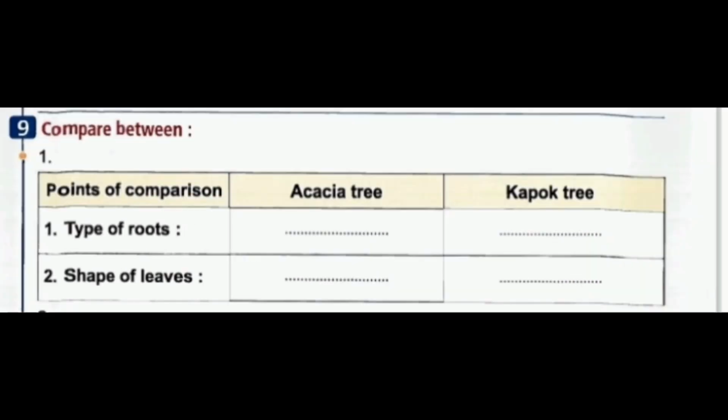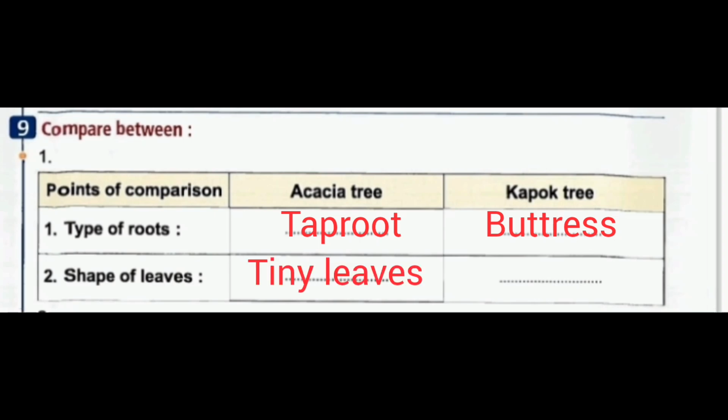Now let's answer question number 9, which is compare between. We will compare between acacia tree and kabak tree in type of roots and shape of leaves. Let's start. Acacia tree, type of root, taproot. In kabak tree, type of root, buttress roots. Shape of leaves. In acacia tree, tiny leaves, but in kabak tree, hand-shaped leaves.